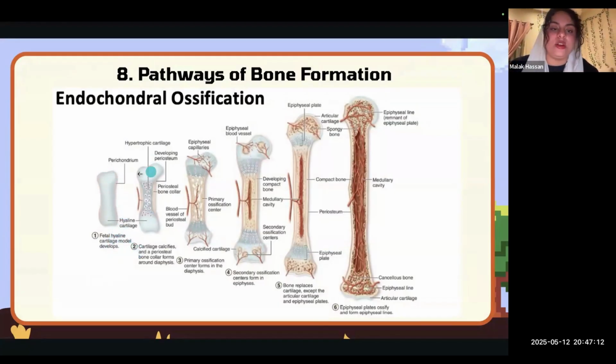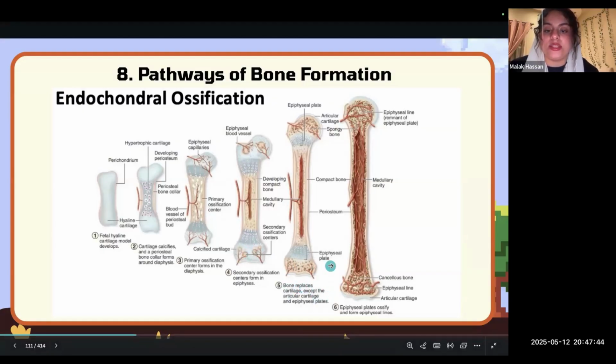So what's going to happen is that the cartilage is going to calcify right on the outside, and this is what's going to form the periosteal bone collar. Okay, it forms around the diaphysis, and the cartilage is going to hypertrophy, and then it's going to die, and then this starts the formation of something called a primary ossification center in the diaphysis. All right, and then you have secondary ossification centers which form in the epiphysis, and then the bone will begin to replace the cartilage, okay, except in the articular cartilage and the epiphyseal plate.